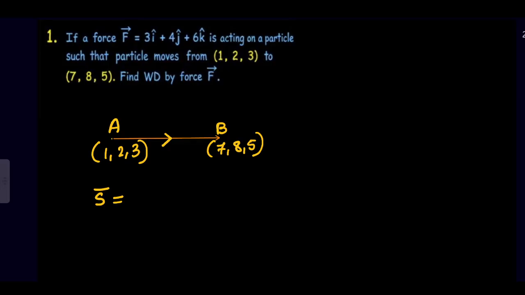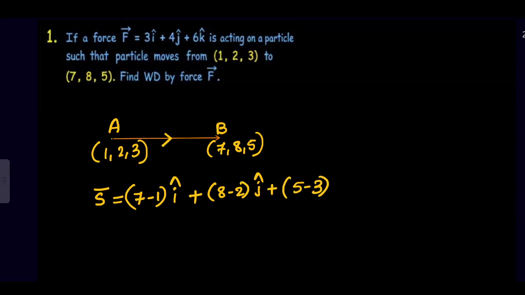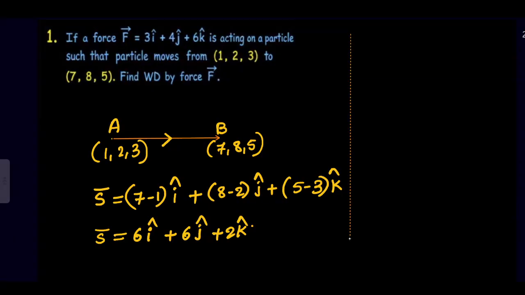So that means 7 minus 1 into I cap, X direction. Next, 8 minus 2 into J cap. Next, 5 minus 3 into K cap. So how much will come now? S is equal to 6 I cap plus 6 J cap plus 2 K cap. This is the displacement we got.